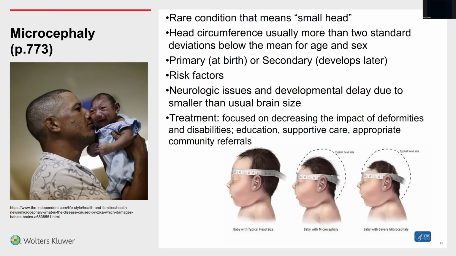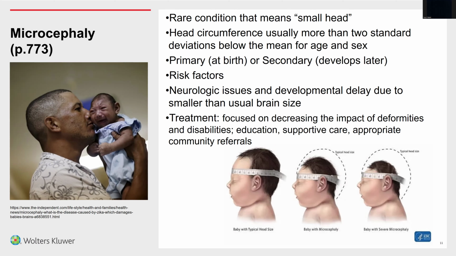Risk factors for microcephaly include genetic syndromes, intrauterine infection like cytomegalovirus, herpes simplex virus, HIV, rubella, syphilis, toxoplasmosis, and Zika virus. Other risk factors include hypoxia, radiation to the maternal pelvis in the first or second trimester, maternal phenylketonuria or PKU, maternal hypothyroidism, and maternal alcohol or cocaine use.